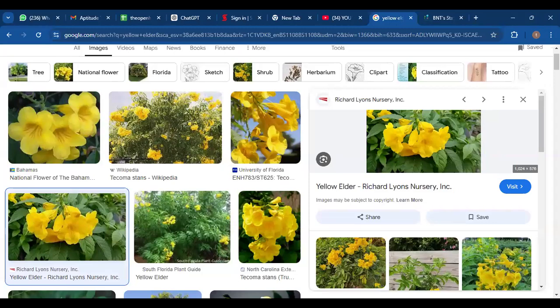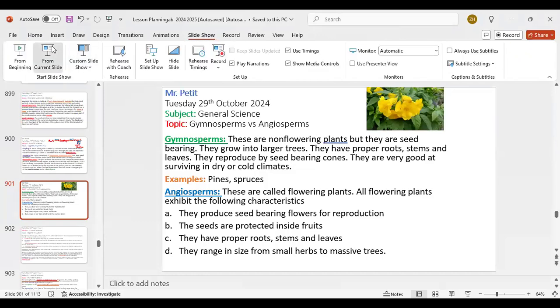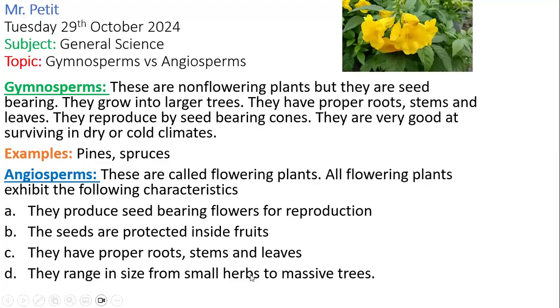All right. Okay, my screen is not sharing, so let me share it again. All right. So we could separate the angiosperms into two categories. You have the monocots and you have the dicots.